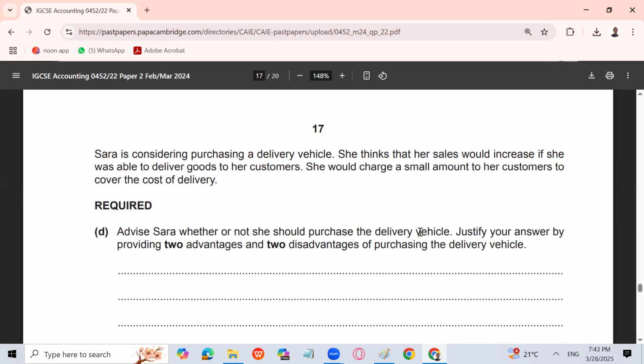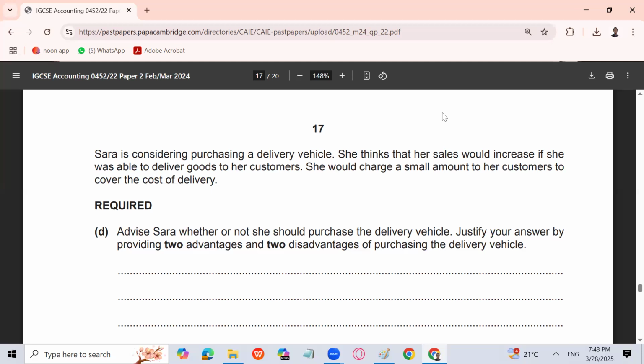But always remember that the delivery vehicle is subject to depreciation. It is a non-current asset which will depreciate with the passage of time because the asset will lose its value with the passage of time, wear and tear, decay, physical deterioration, whatever. That will be an expense for the business, and that expense will reduce the profit for the business also, right?